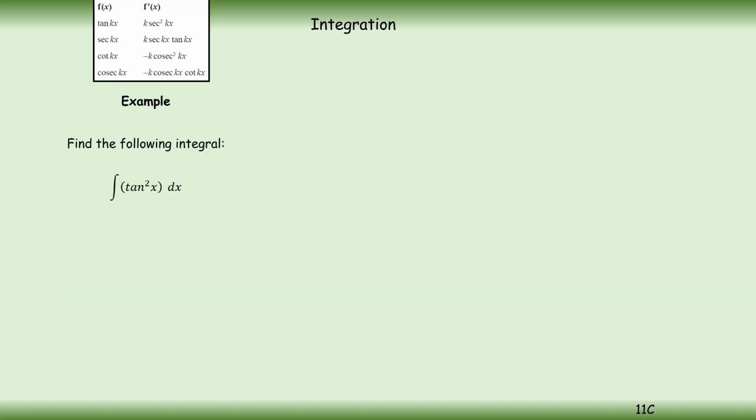Okay, so let's have a look at this example here. Find the following integral. So I'm looking for a standard differential that gives me tan squared x, because I want to integrate tan squared x and reverse the differentiation. Now, there isn't one, so is there some way I can rewrite tan squared x? Is there an identity using tan squared x? Well, I think there is.